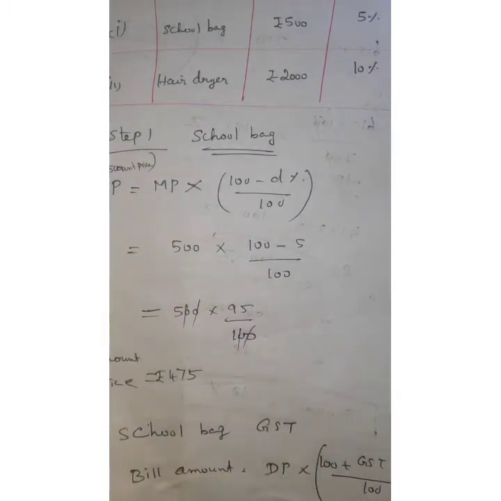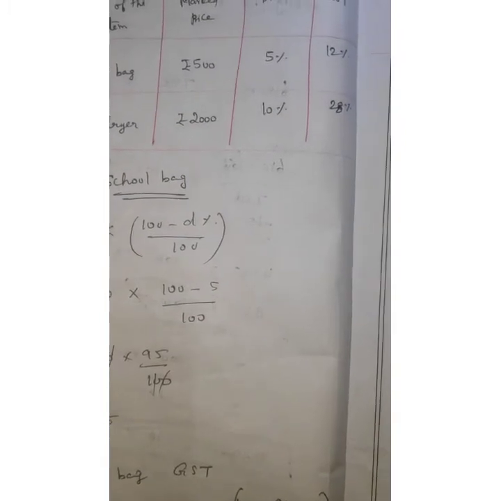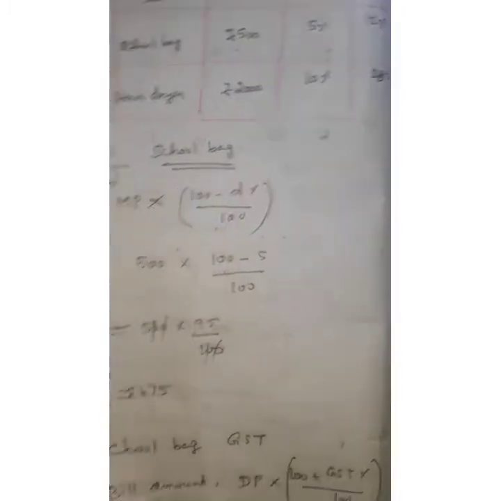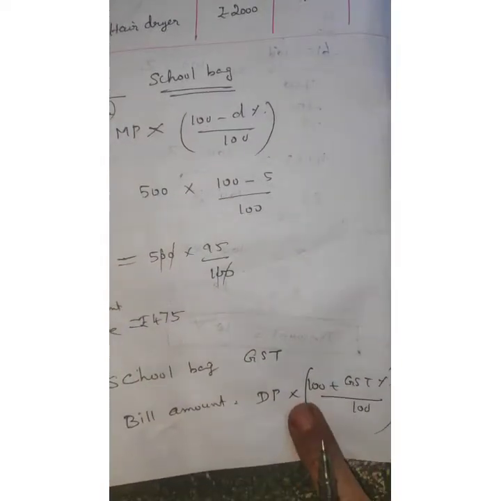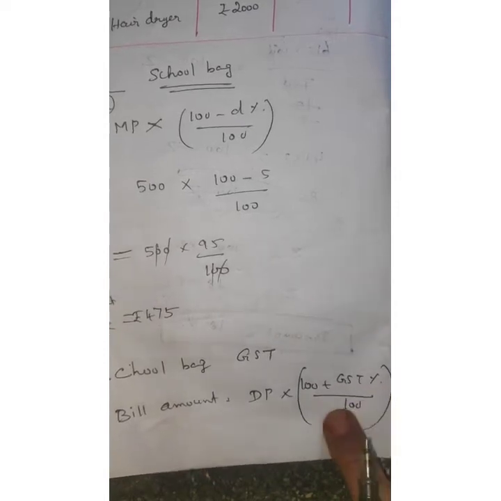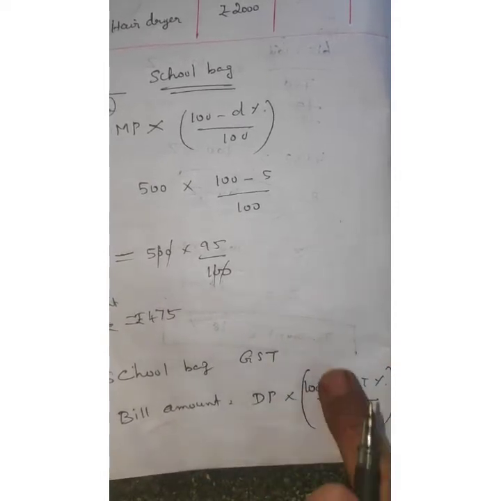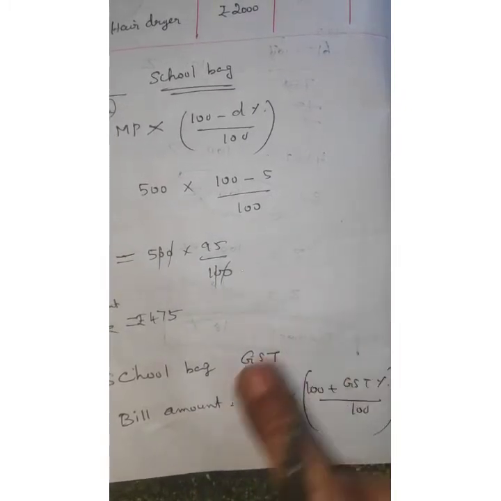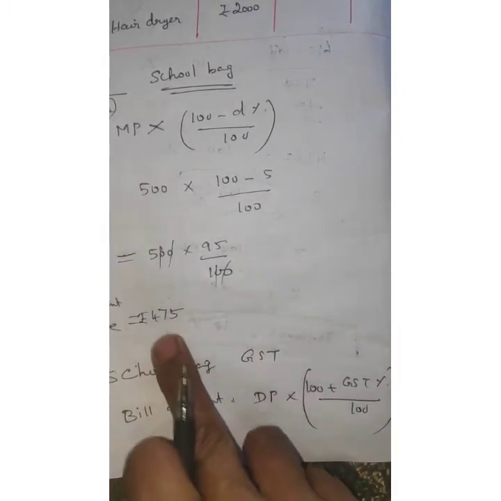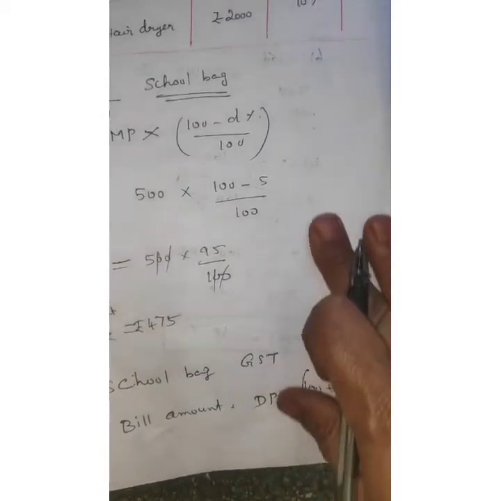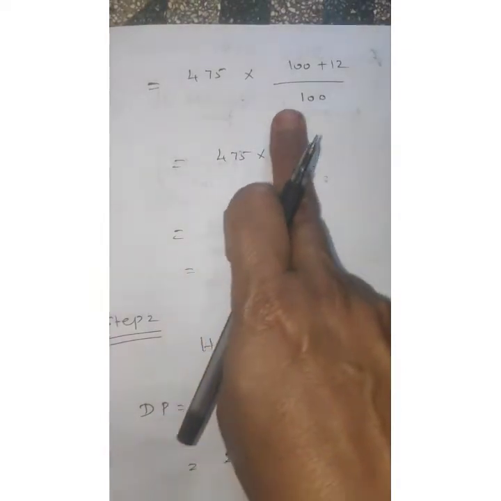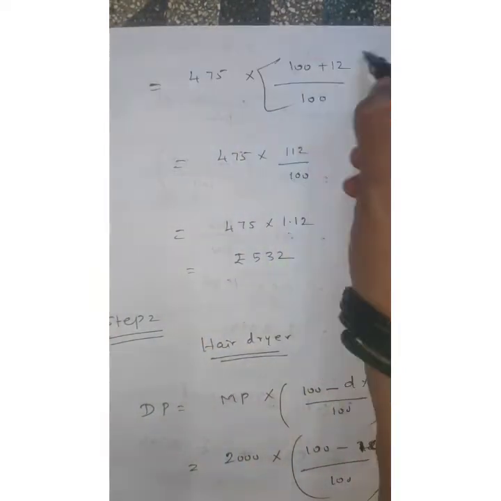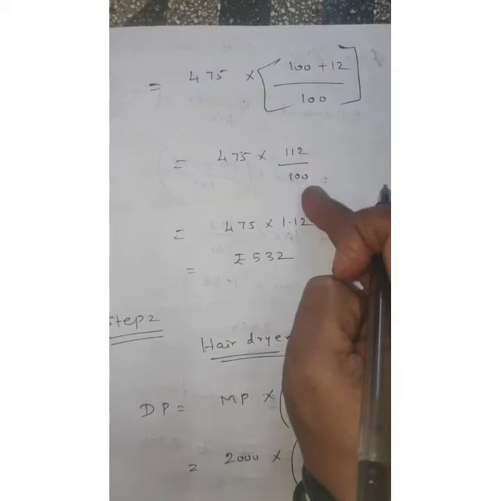Now the GST is also given. How much is the GST? 12%. School bag's GST bill amount formula: discount price into 100 plus GST percentage divided by 100. So here substitute the values. Discounted price is 475 into 100 plus GST value, 12%, divided by 100. So substitute this value and get the answer. 475 into 100 plus 12 divided by 100. 100 plus 12 equal to 112 divided by 100.